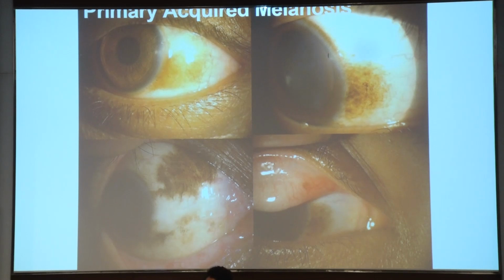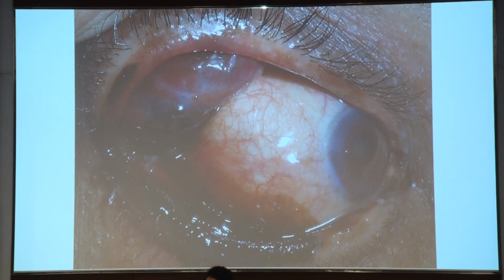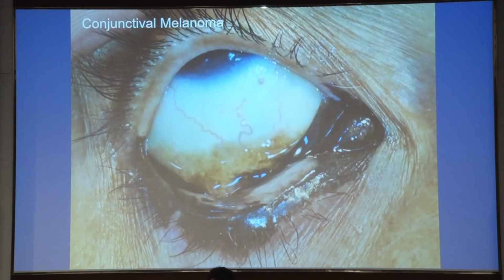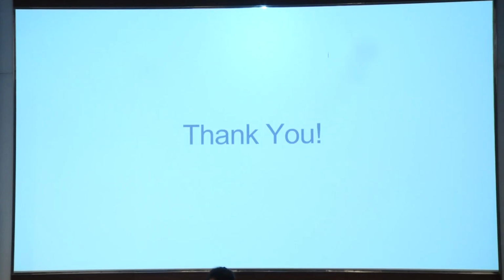This is primary acquired melanosis, which is irregular diffuse pigmentation of the conjunctiva, and it can be with or without atypia. If it's with atypia, there are high chances of having a melanoma like this. So this is basically a melanoma which developed from a pre-existing PAM. Most of the melanomas develop from pre-existing PAMs with atypia. These are just the cases which we saw earlier in the day also, and some of them are fresh.